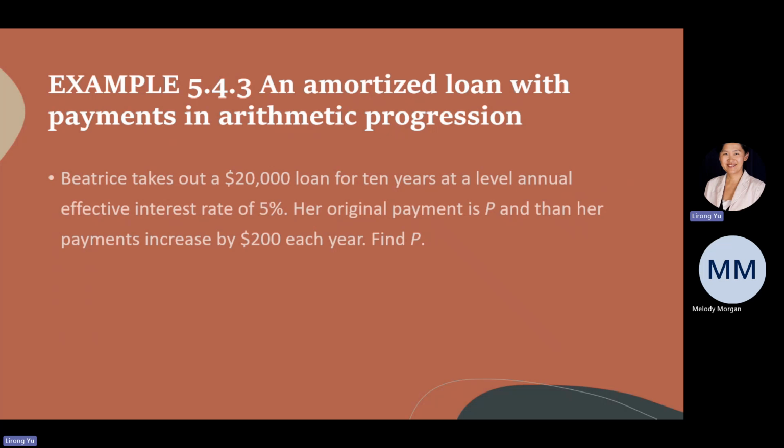Okay, so again, we're trying to find the payment. The original payment is P and increased by 200 per year. So that's really the payment plan. Payment would be P plus 200 T, right? That's going to be the PT. And then we know the final balance after 10 payments should be 0. So we can use the balance as a way to figure out the relation for P.